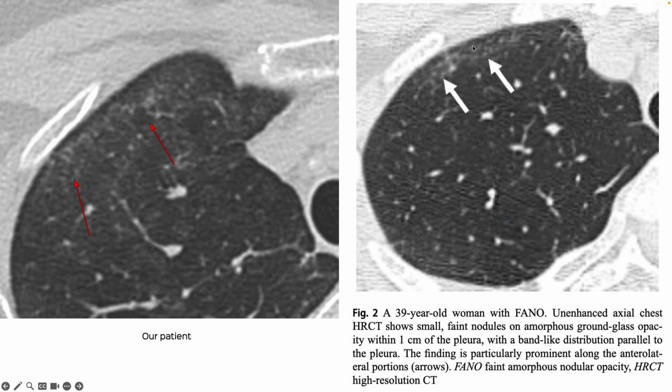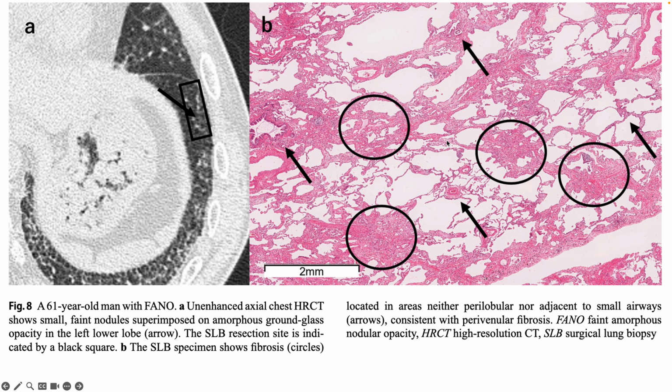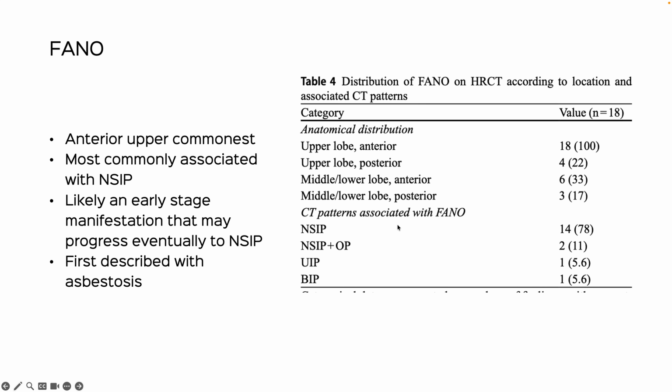And this is the image in the paper, and this is the image that our patient has that I showed earlier. Faint amorphous nodular opacities with typically subpleural sparing. And if you look at the histopath findings, so in this patient who has NSIP here, they've called this section as FANO, which is what was biopsied. And for those who understand pathology, this is where they're showing the perivenular fibrosis.